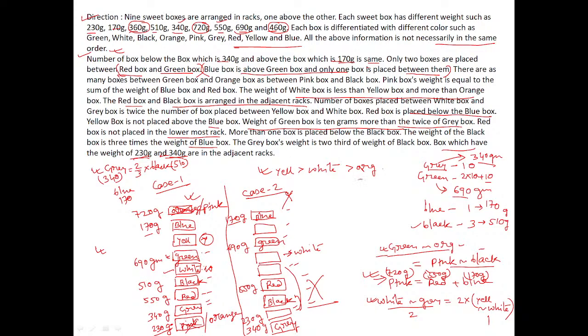Orange is 230 gram. And 720 is already settled in the table, so this is gone, only 360 and 460 left. So yellow is more than white, so this comes as 460 gram, right? This much information, and this should be 360 gram. Now yellow is 460 gram and white is 360 gram, right?